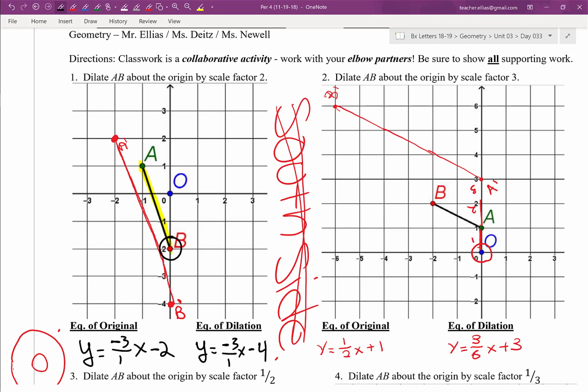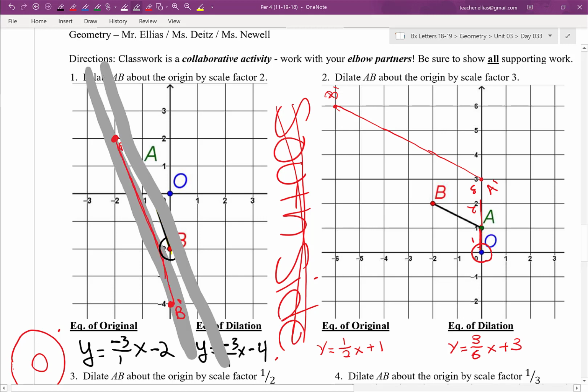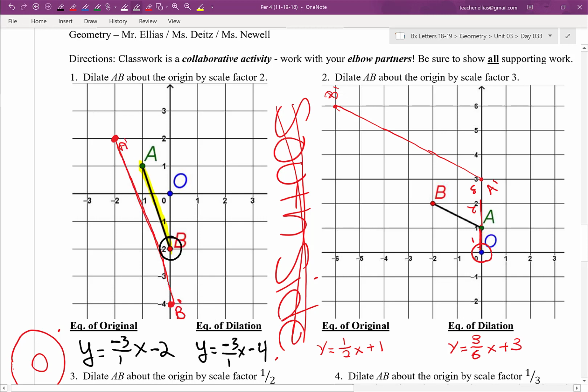What's the same about the lines? Just go visually. 6 over 2. What do you notice about these lines? They're parallel. So, if lines are parallel, what do you know about their slopes?